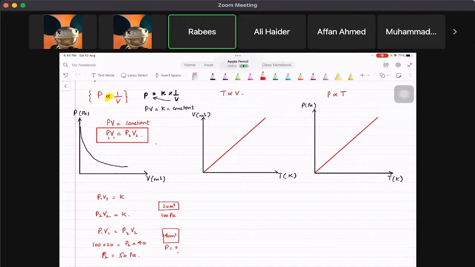So it's basically comparison of the same gas when something changes, either pressure or volume. Then you can actually find the new volume or new pressure. Is it clear? Yes, sir. Okay.